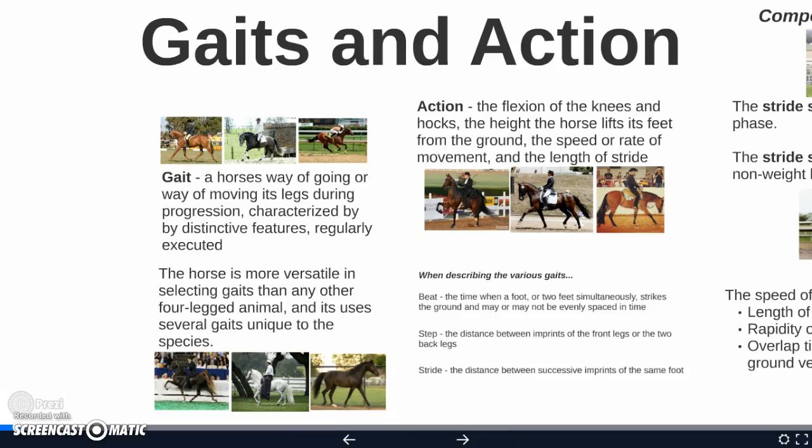All right, hello everyone, and welcome to part one of Gaits and Action. In this first section, we're going to be looking at words and terms to describe gaits and action. And then in part two, we'll be looking at the different and unique gaits of the horse.